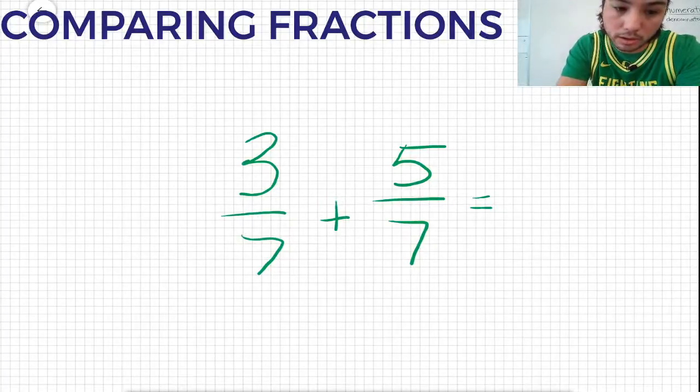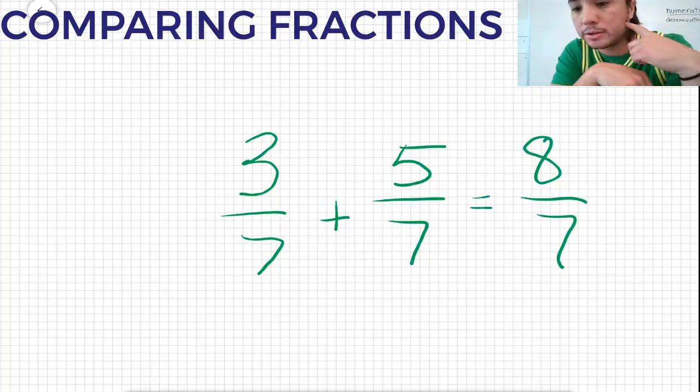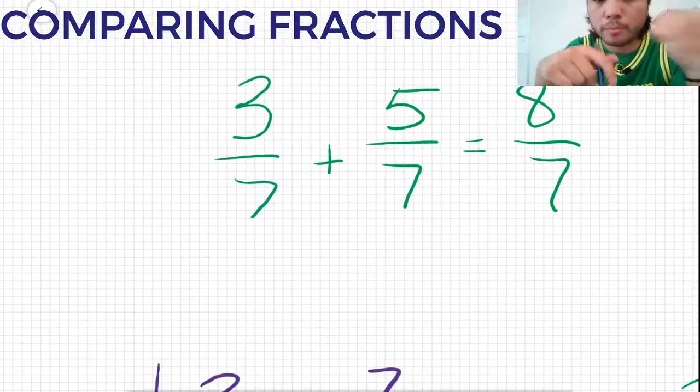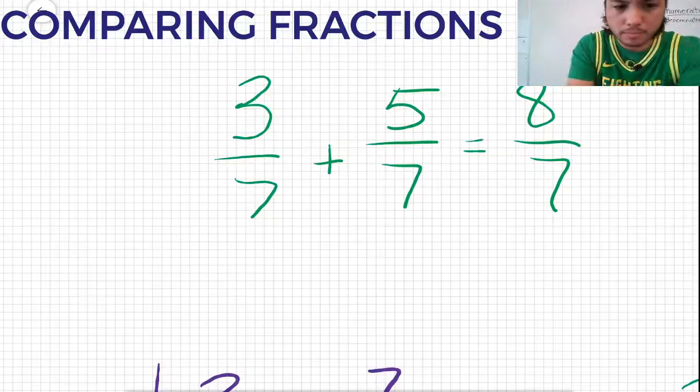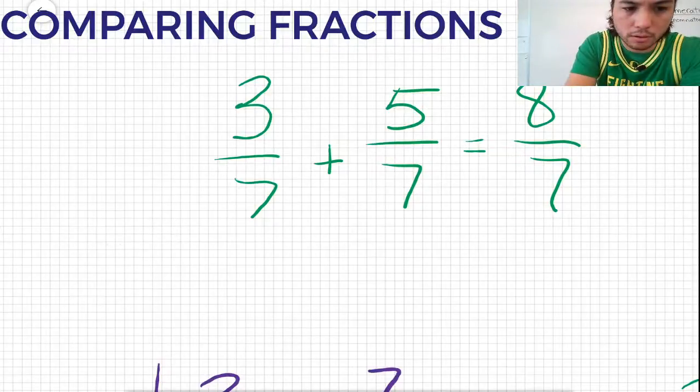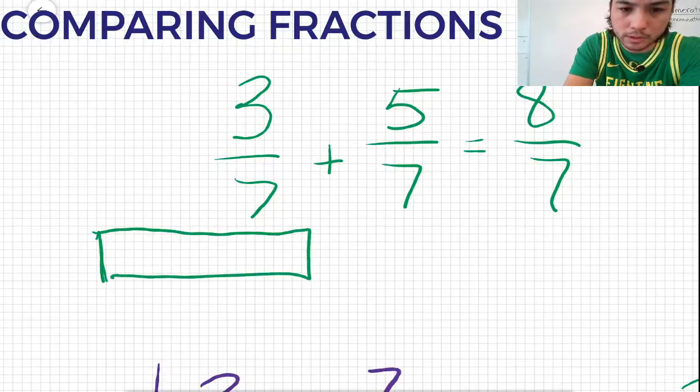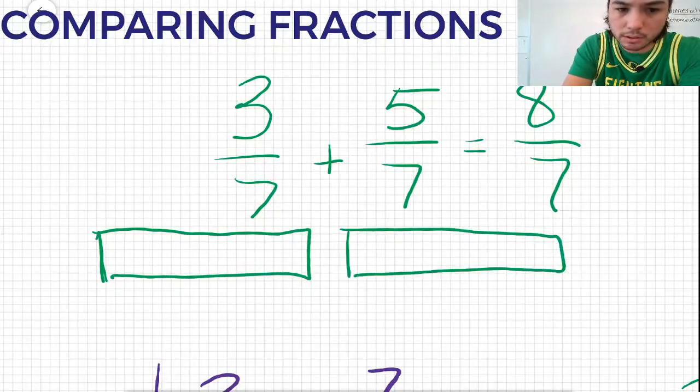Let me get the green pen here. Denominator stays the same. Numerator is added. Okay? But let's think about this in terms of our fraction bars and think, can we make a whole one? So here's our 3/7. Here's our 5/7.